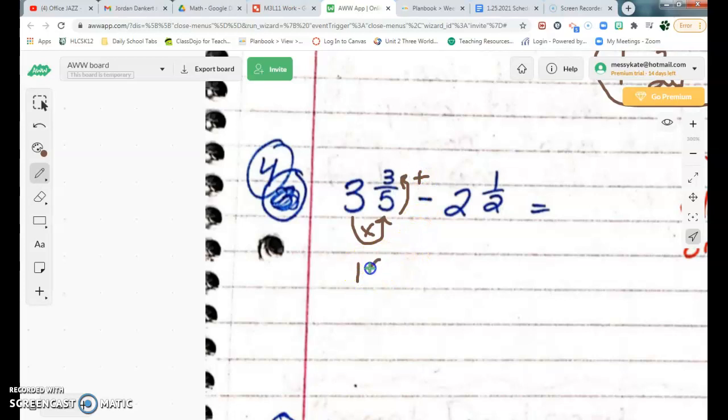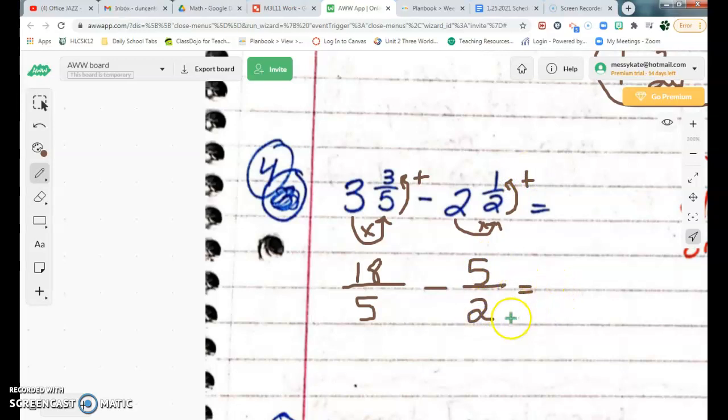So I've got 18 over 5. Again, you're writing this down with me. Minus 2 times 2 is 4. 4 plus 1 is 5. So I have 5 over 2.